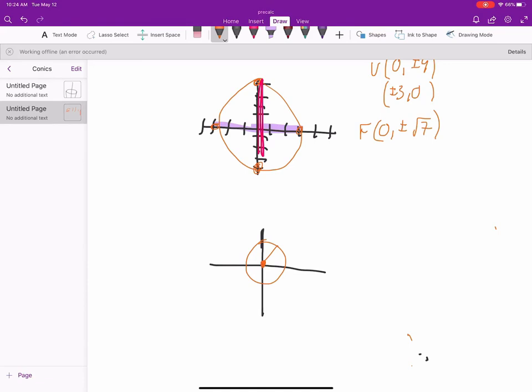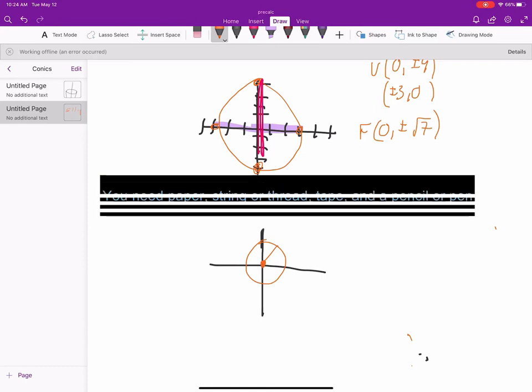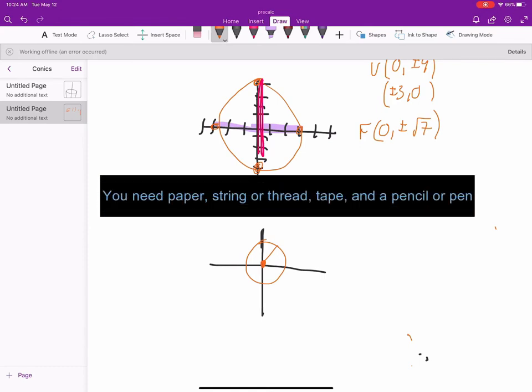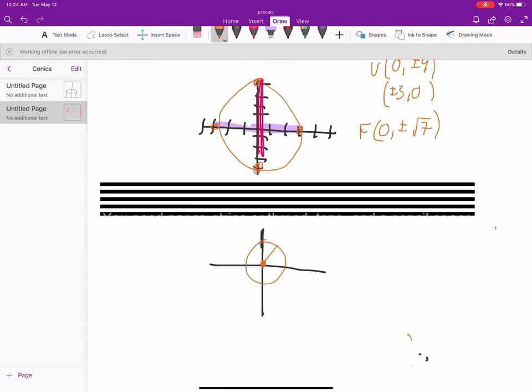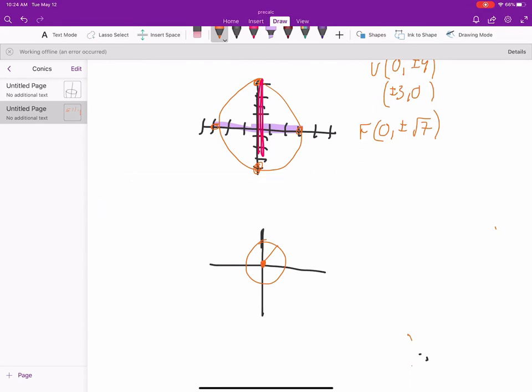I thought it would be good to do one other thing here, and we're going to have to set that up. So here's what you're going to need to do it. You're going to need a piece of paper. It doesn't matter whether it's white paper, lined paper, whatever colored paper you got. You're going to need some string or thread. Not a lot, so don't go getting a lot. A pencil or a pen and a piece of paper.